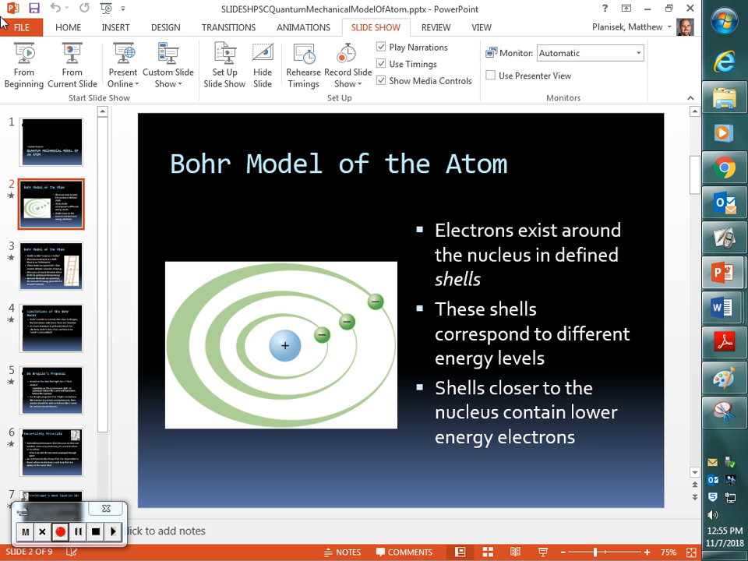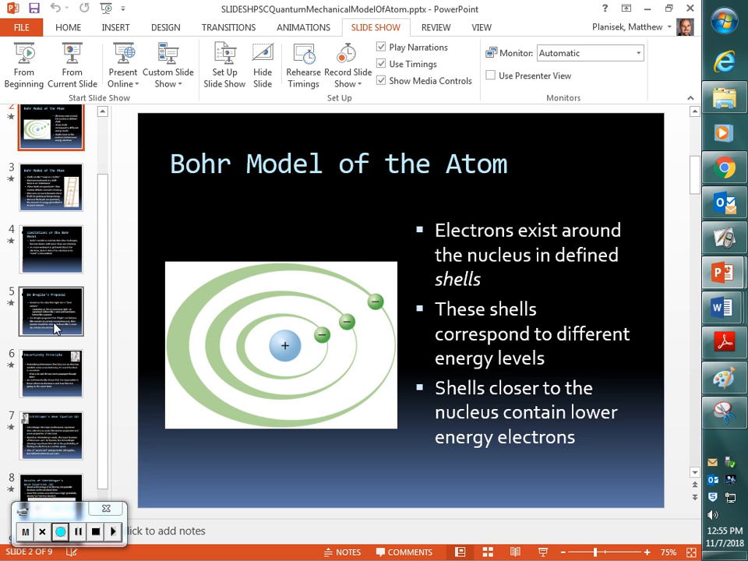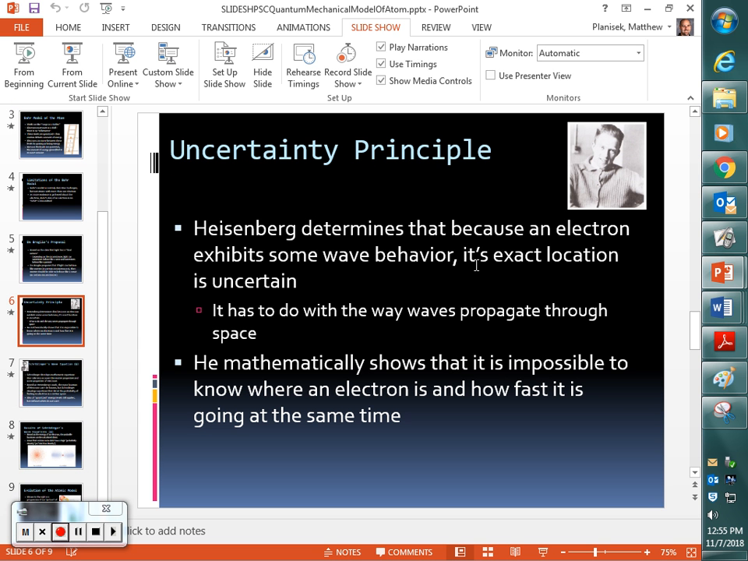So, yesterday, you guys got introduced to two more scientists that I want you to be familiar with. One is Werner Heisenberg. What did Heisenberg tell us about electrons? He came up with something that we now refer to as the uncertainty principle. You can't know where something is and what it's doing at the same time. You can know one or the other, but you can't know both. It's like a mathematical impossibility.